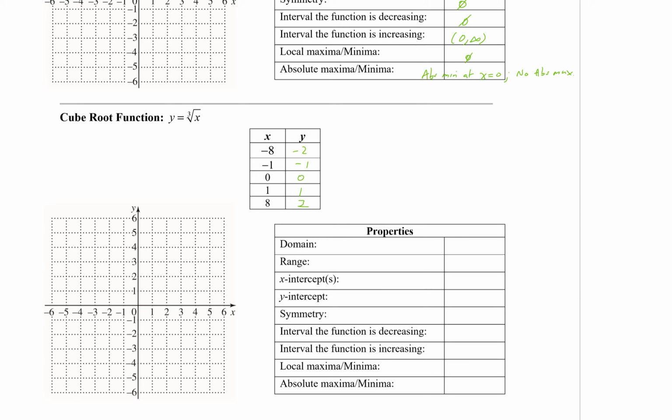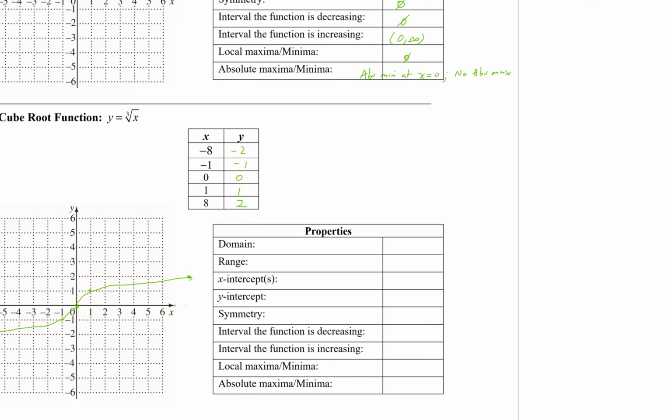We're going to plug those numbers in. So here's (0, 0), (1, 1), and x equals 8 is way out here, and the answer is 2. So it looks something like this. It increases slowly. It does increase forever. And then this one looks like that, like a giant S.